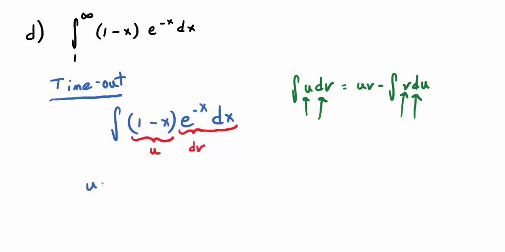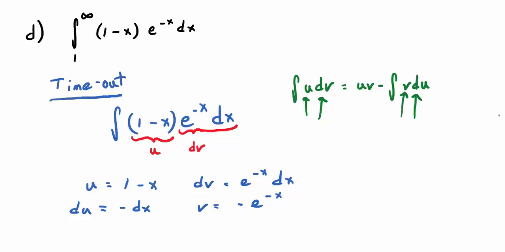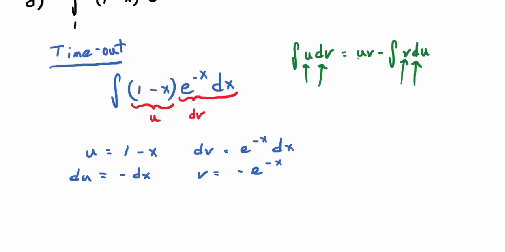So here's the way I like to do it. I like to write down my u, and then based on that, what is my du? Negative 1, or just negative dx. And then I like to write down my dv, e to the negative x dx. So what's my v? Negative e to the negative x. Okay. So now plug in the right-hand side.